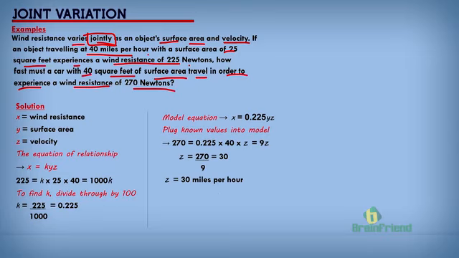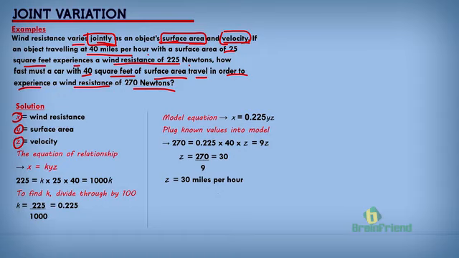Okay? So quickly, it seems a bit complex, but if we settle down to read the question slowly, we'll find out it's quite simple. First, we already know that it's a variation question and it's a joint variation question. We've been told that wind resistance varies jointly. So let's get a variable to represent wind resistance. We're using x to represent wind resistance. Varies jointly as an object's surface area and velocity. So we use y to represent surface area and velocity. These are the key players. Wind resistance, surface area, and velocity. Let z represent our velocity.